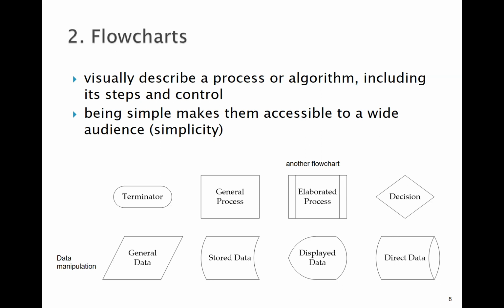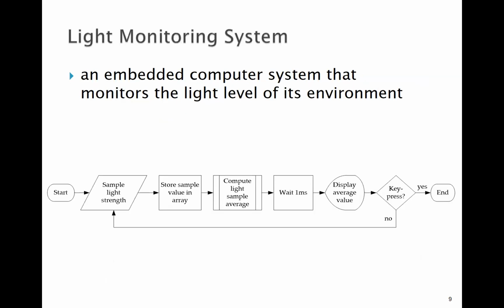This is the most common modeling method that we use in electrical engineering. Here's an example: a light monitoring system. That's an embedded computer system that monitors the light level of the environment. We have terminal symbols right here, start and end. And we have the sample light strength. So that's data processing. And then we have a storing process.